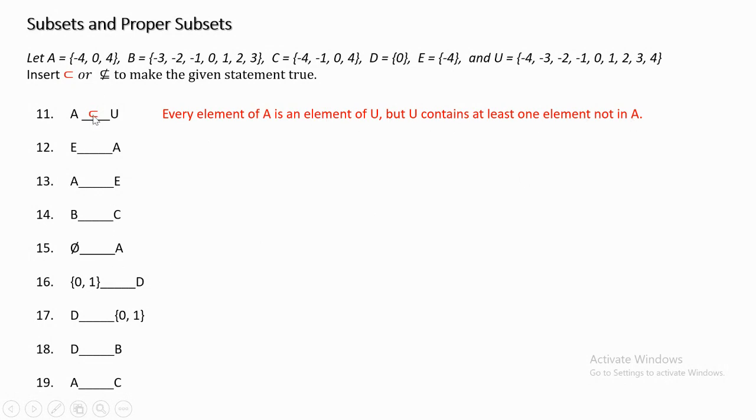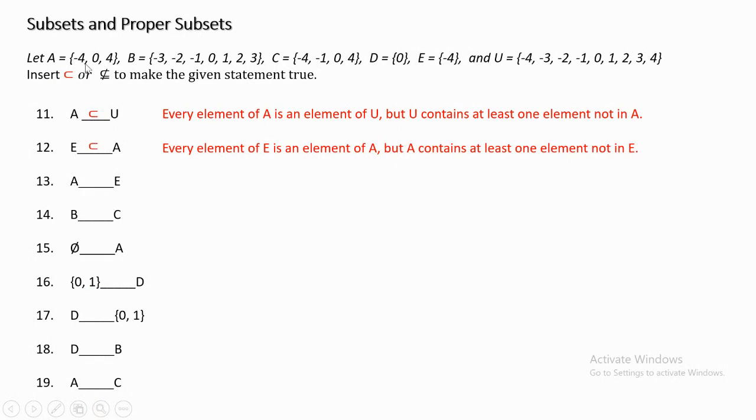So for 12 it will be the same symbol here, right? Because every element of E is an element of A, but A contains at least one element not in E. Again, this is my set E, this is my set A. The negative 4 in E is an element of the set A, but A contains two more elements that are not in E. That's why that's the symbol that goes there.